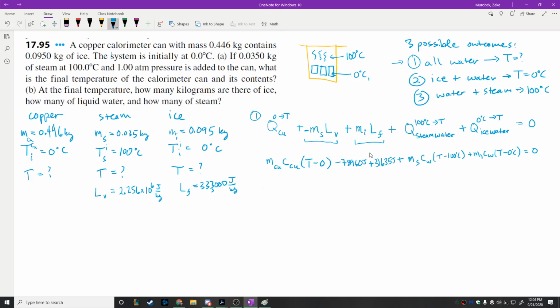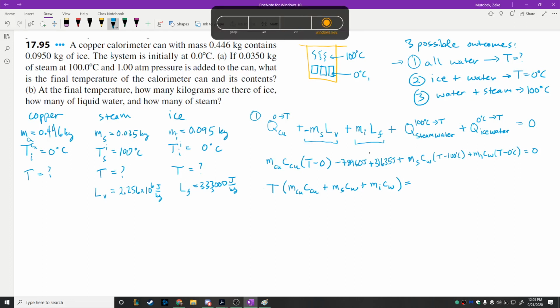So we've got a T. Let's just group together the T's. T times M copper, C copper, plus mass of steam, specific heat of water, plus mass of ice, specific heat of water. This should all be equal to this minus this. What's that equal to?